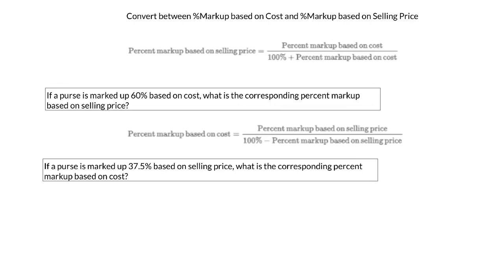In this video, we will look at some additional applications of markup and markdown. The first thing we'll look at is how do we convert a percentage markup, if it's based on cost, to that based on the selling price, and then vice versa. So we'll transform one from the other.